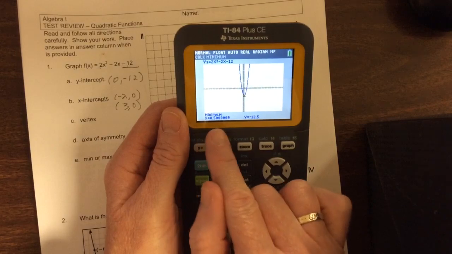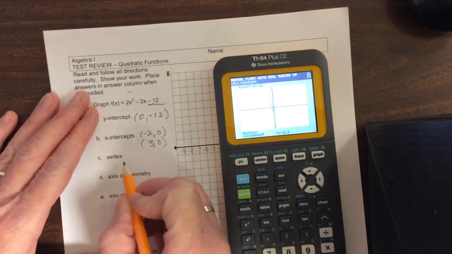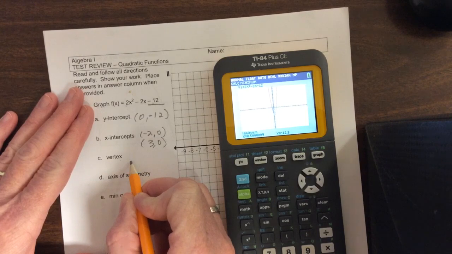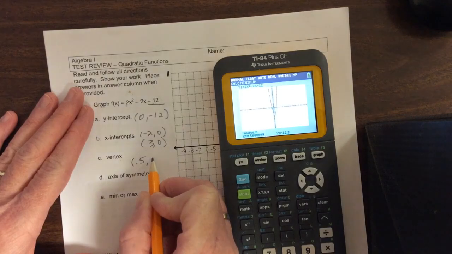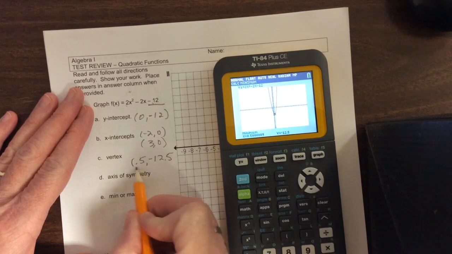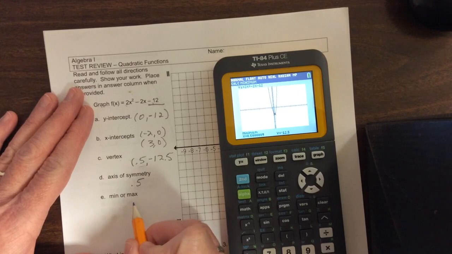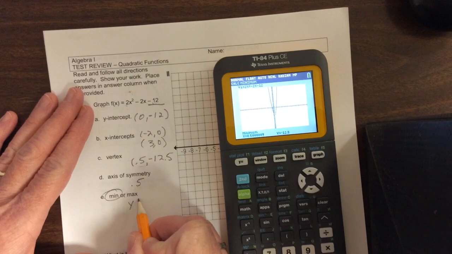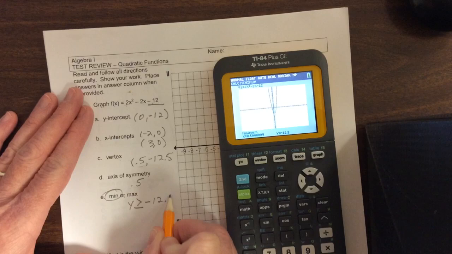Okay, I was off. So I can see that the vertex is, when I was estimating, I thought it was 1.5, but it's a half. So we know the vertex is 0.5, and we know the minimum is negative 12.5. And we know the axis of symmetry is the x here, so we know that's 0.5. And is it min or max? And we know it's min, and y can be greater than or equal to negative 12.5.